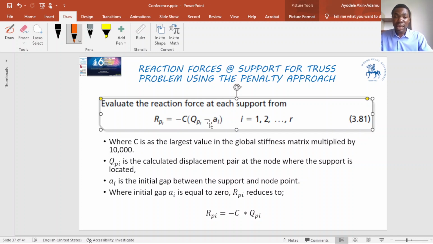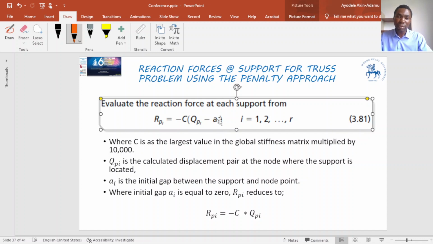The A is something we defined in the one-dimensional problem as the gap between a node and the support. If we have a gap problem in a one-dimensional problem, we can model it. We can specify it with this parameter here called A.